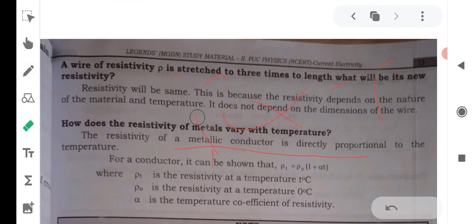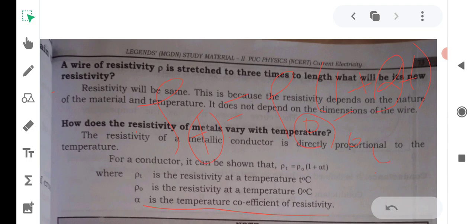That formula we can write in terms of the temperature coefficient of resistivity. The formula is rho T equals rho naught into 1 plus alpha T. Here rho T means resistivity at temperature T, and rho naught means resistivity at temperature 0 degree Celsius, and 1 is a number, and alpha means temperature coefficient of resistivity.